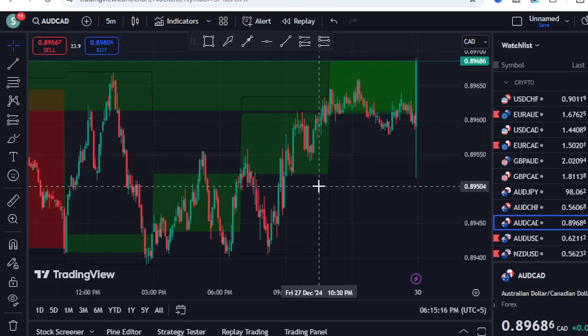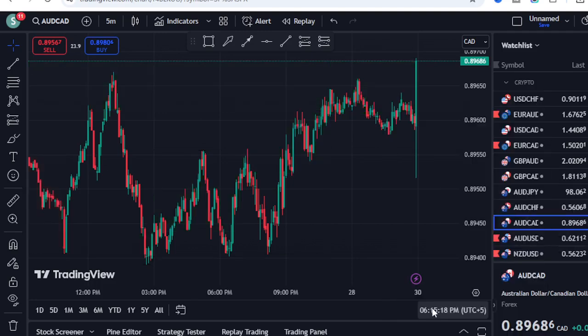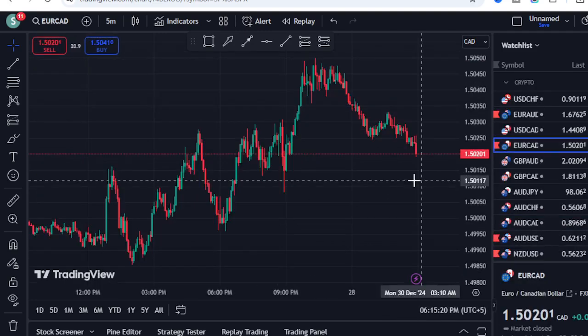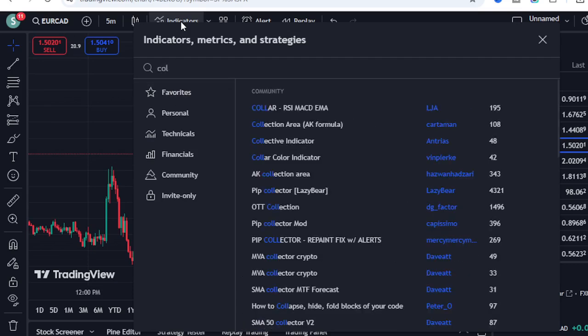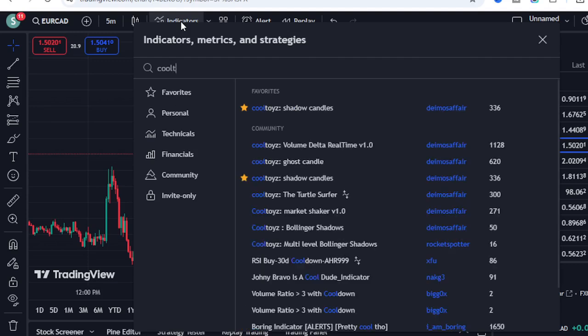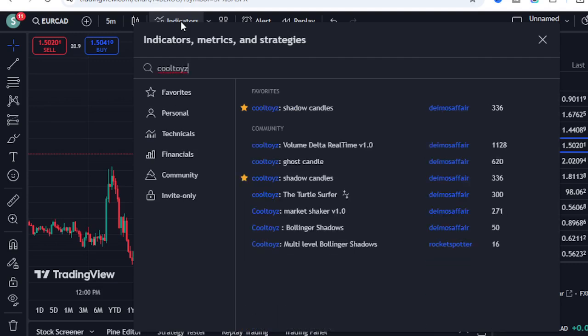Okay guys, so I'm going to delete this indicator, and let's attach it again, so that we can find out which indicator this is, which is very powerful. Now I will write the indicator, so make sure that you focus on the spelling. You will write cool twice, or you can also write shadow candles. Then this indicator will come, that is by Demos Affair.